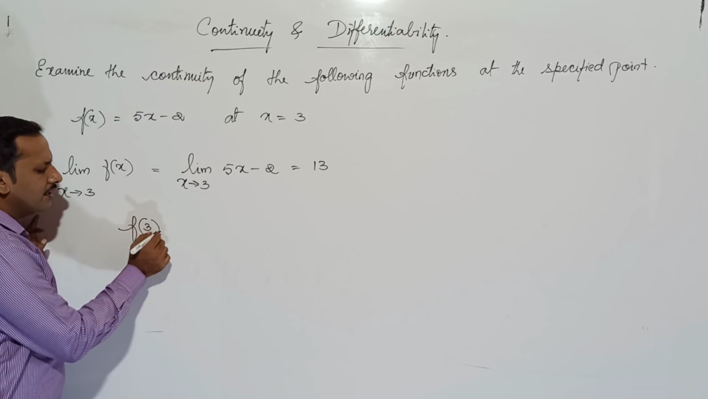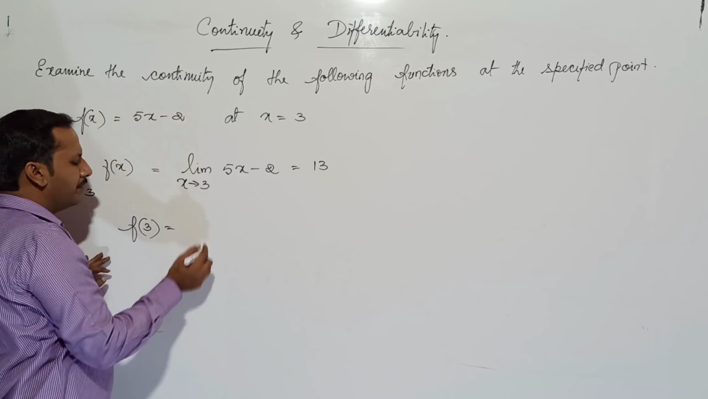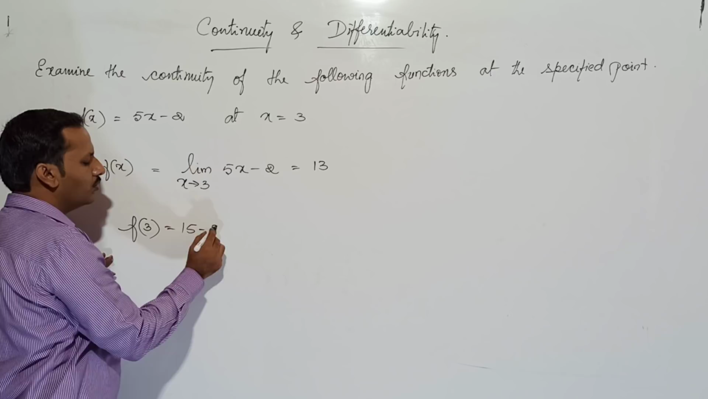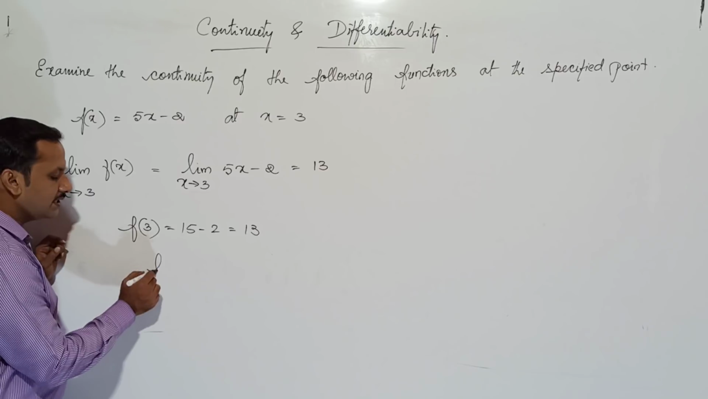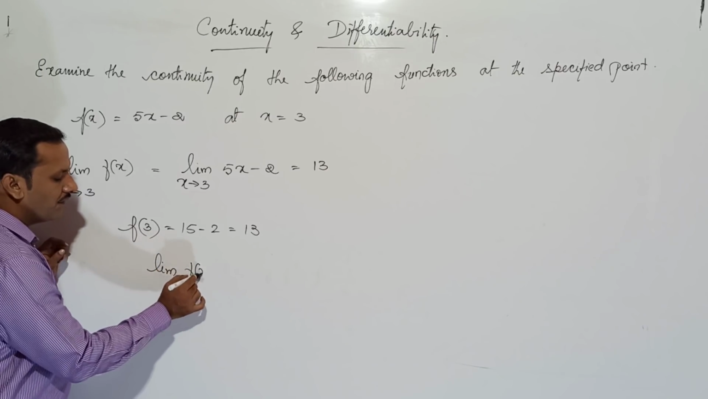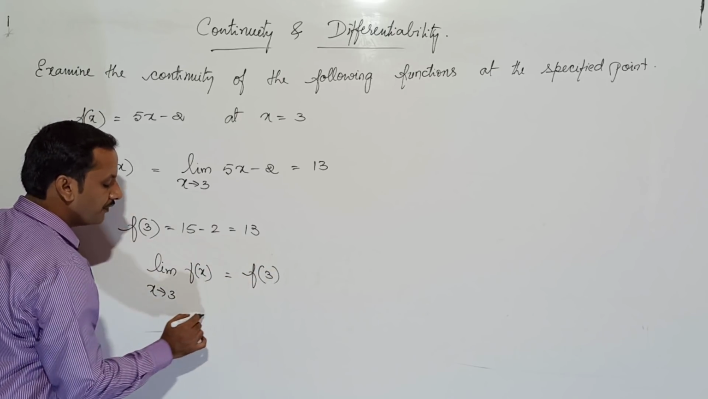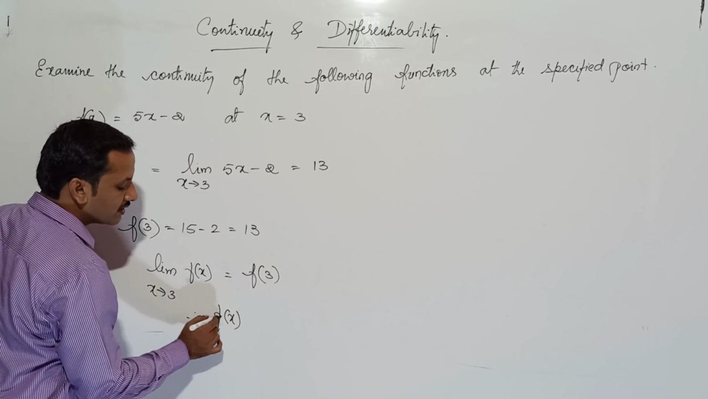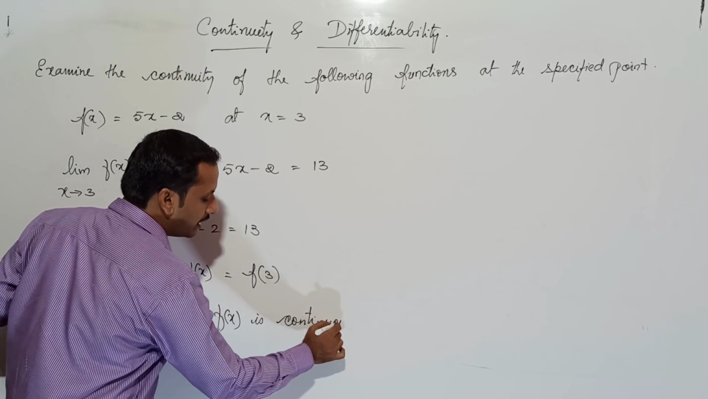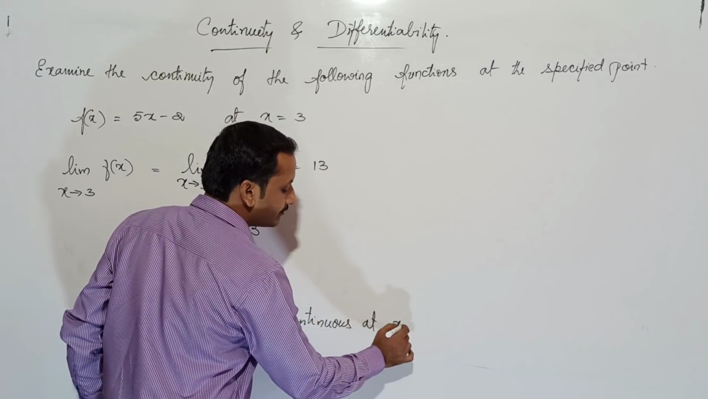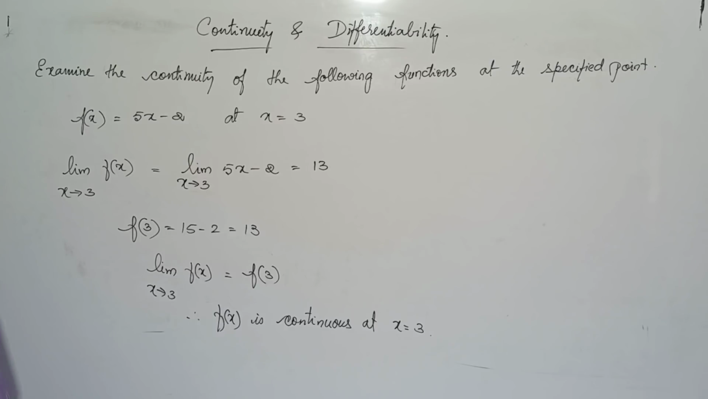Then f of 3. What is f of 3? Put x equal to 3 here. Find 5 into 3 minus 2, which is equal to 13. So from this we can say limit of f of x as x approaches 3 is equal to f of 3. Therefore, f of x is continuous at x equal to 3. Okay? Then let us look at the next problem.